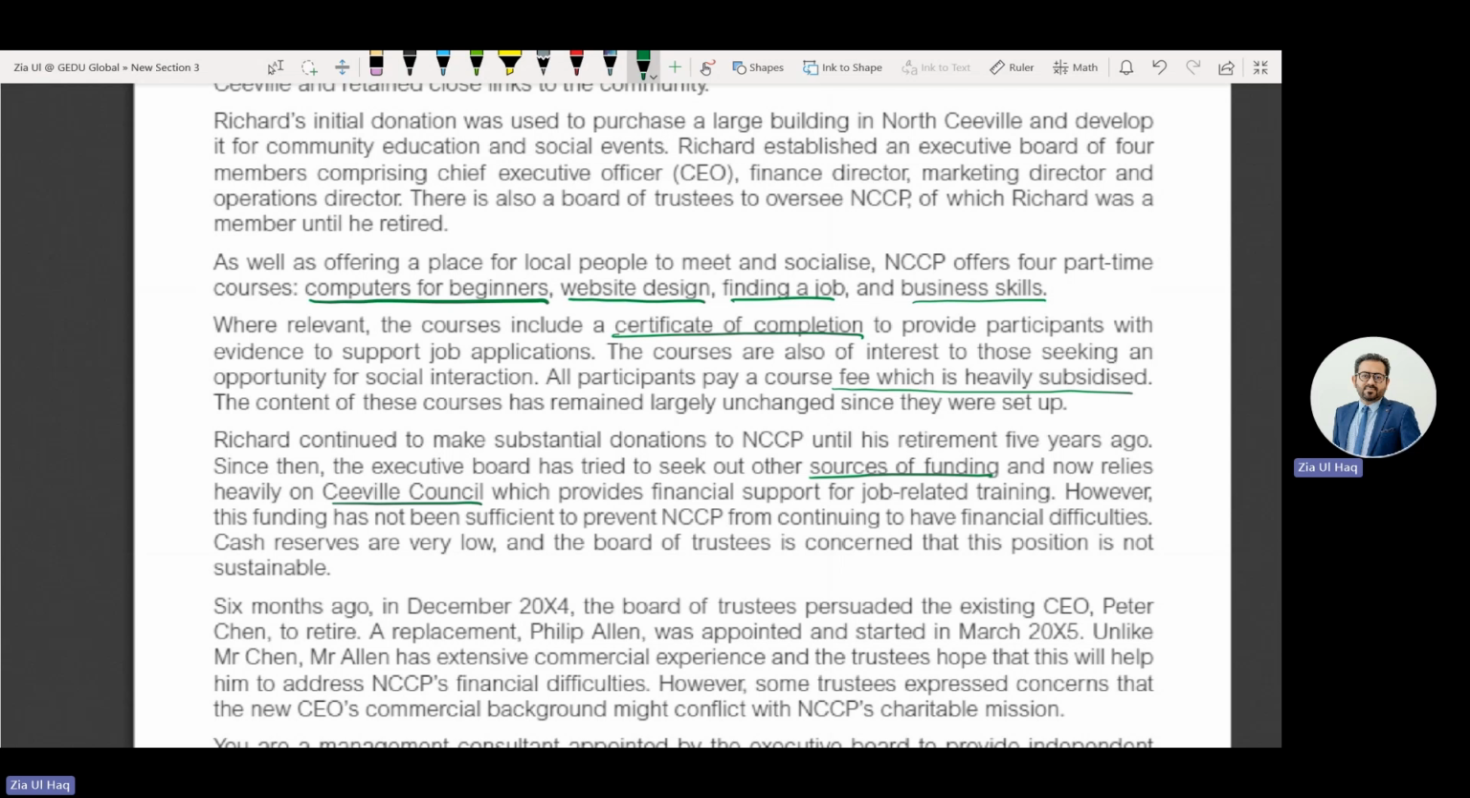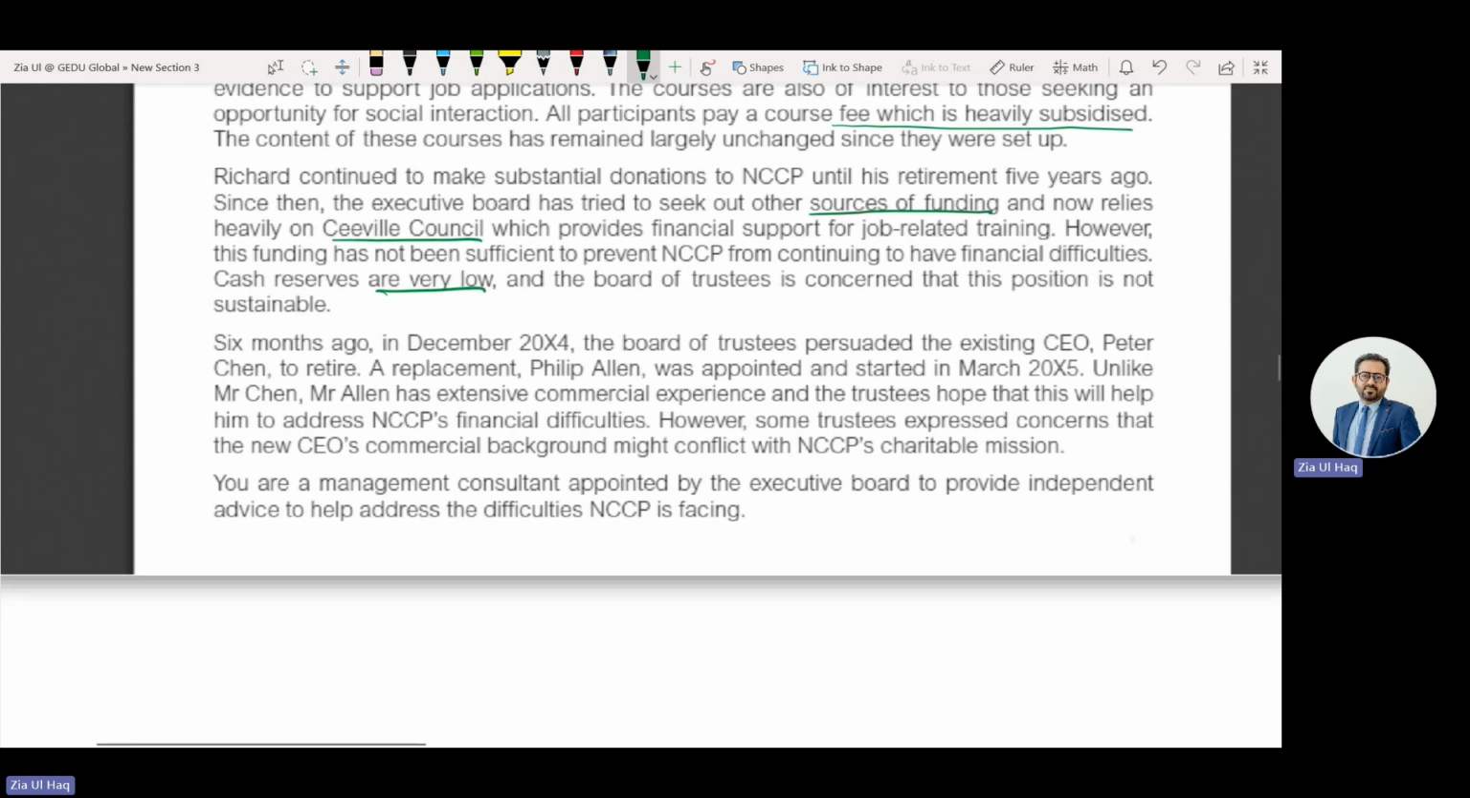However, this funding has not been sufficient to prevent NCCP from continuing to have financial difficulties. Still, they are facing financial difficulties. Cash reserves are very low, and the board of trustees is concerned that this position is not sustainable. The company is facing serious cash flow issues.